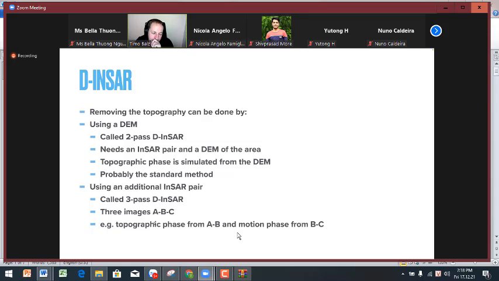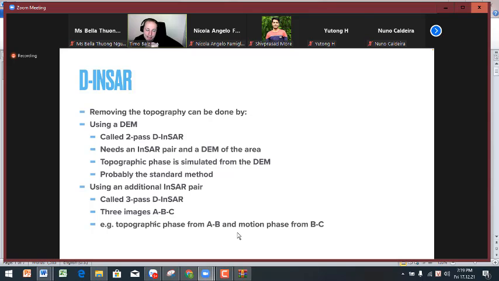Now that gives us often a little bit better results, but there's a big issue with it. So it works best under the assumption that in one image pair, for example, there is no motion.